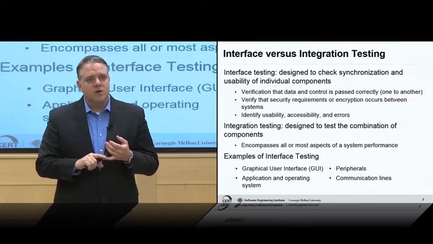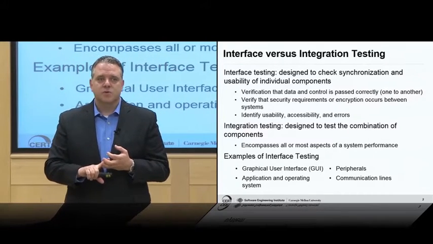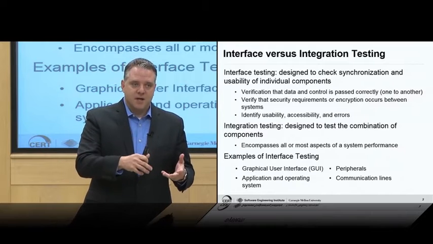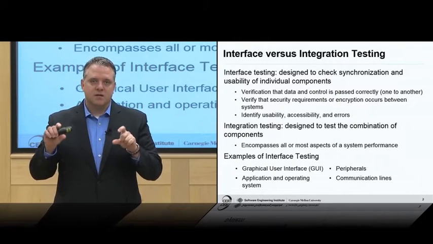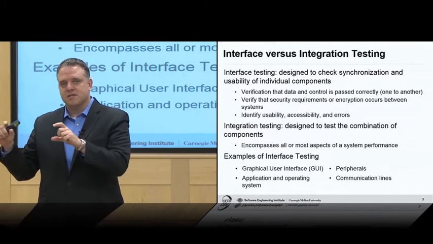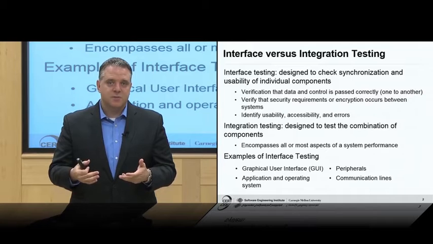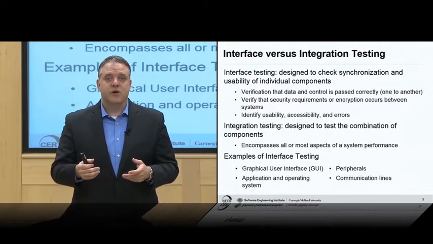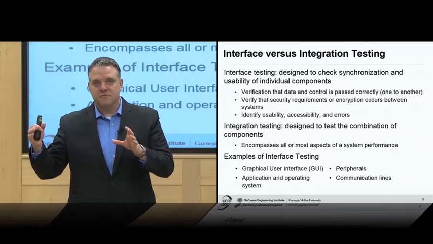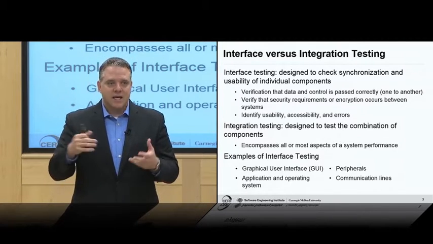You want to look for usability, accessibility, and other general errors related to the application. But interface testing is, again, at the component level. You're looking at individual pieces and parts of the application and seeing how these individual pieces work. Compare that with integration testing, which is looking at the overall set of components. How do the components work together? How do they integrate together?